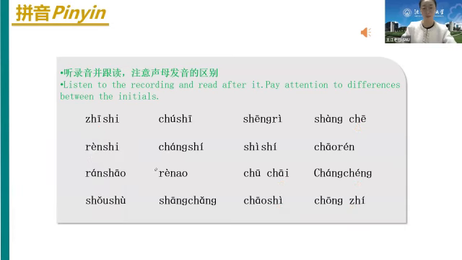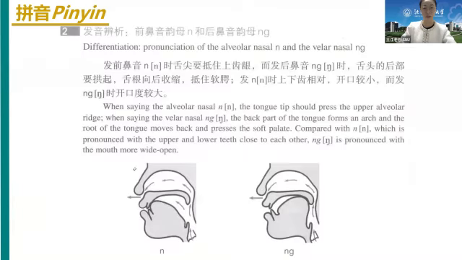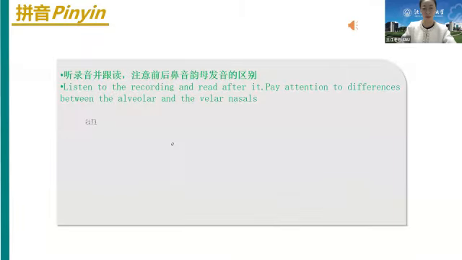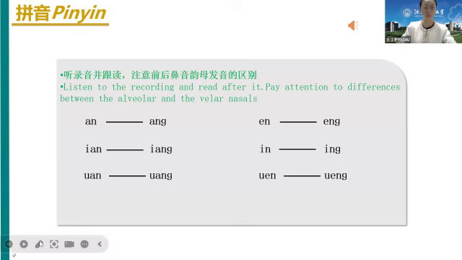Okay, so we have to make a difference between the alveolar and velar nasals. Please listen to the recording, and you can read after the recording. 听录音并跟读，注意前后鼻音韵母发音的区别。 Listen to the recording and read after it. Pay attention to the differences between the alveolar and the velar nasals.